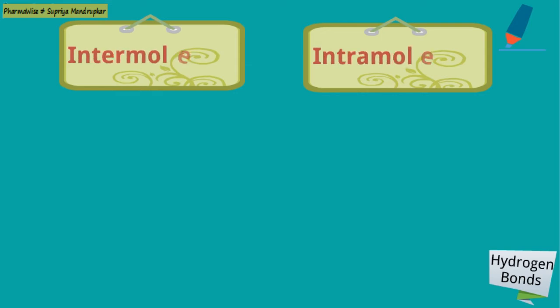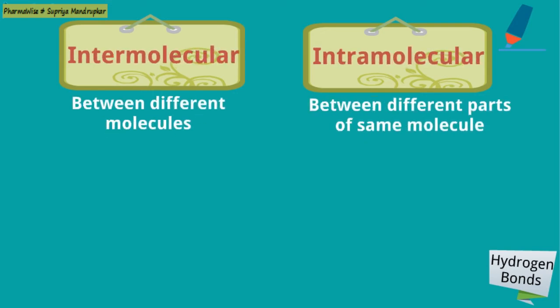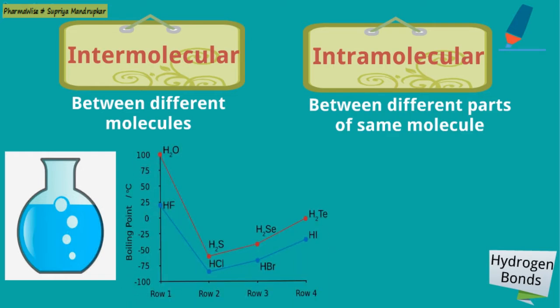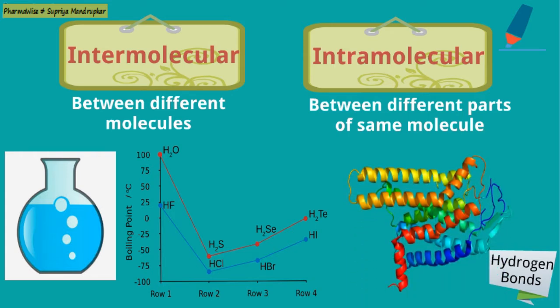Hydrogen bonds can be intermolecular, meaning occurring between separate molecules, or intramolecular, occurring among parts of the same molecule. Intermolecular hydrogen bonding is responsible for the high boiling point of water compared to the other group 16 hydrides that have much weaker hydrogen bonds. Intramolecular hydrogen bonding is partly responsible for the secondary and tertiary structures of proteins and nucleic acids. It also plays an important role in the structure of polymers, both synthetic and natural.